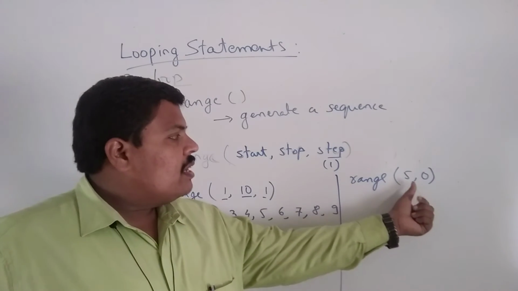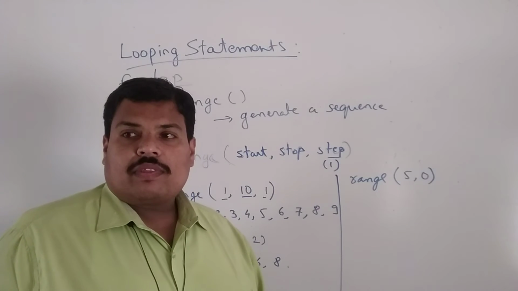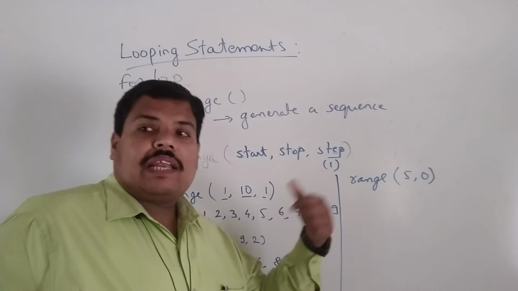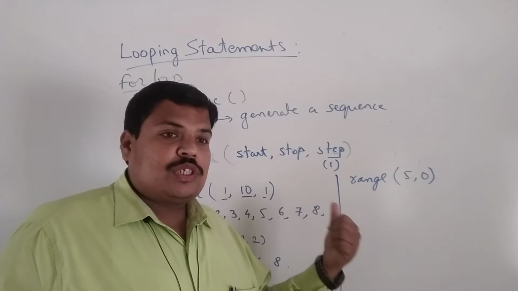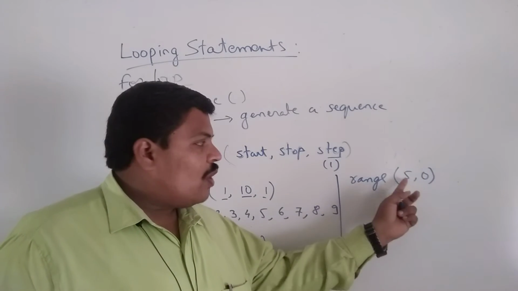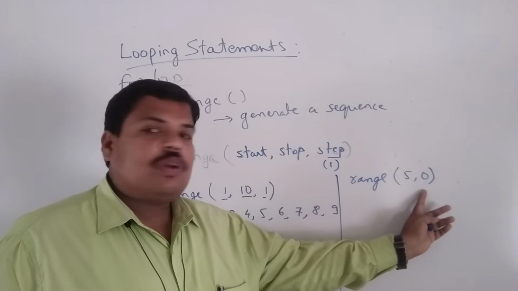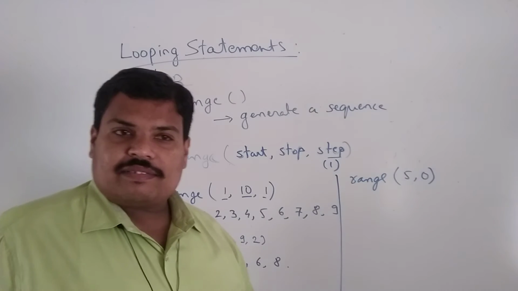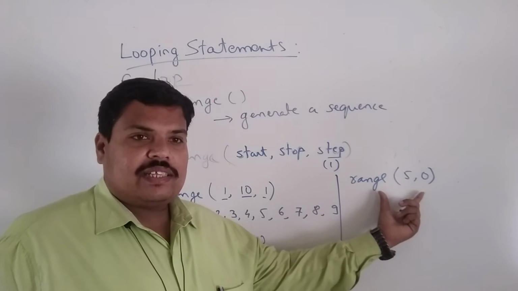So here it is starting from 5 going to 0. Now that we have not defined step, the default value is 1. So 1 is positive 1. Positive 1, what is the meaning? It will be incremented. So from 5, by incrementation of 1, can we reach 0? No. So therefore this will not generate anything. Rather it can give an error.